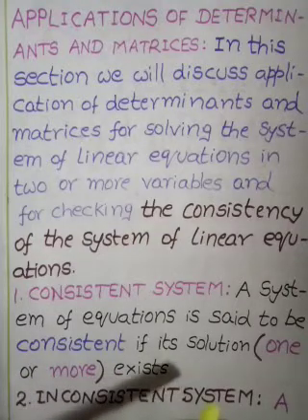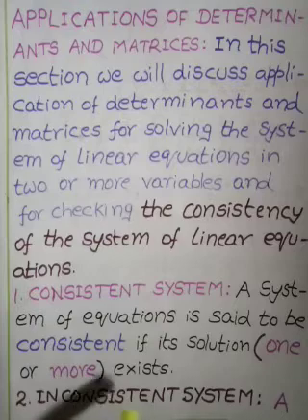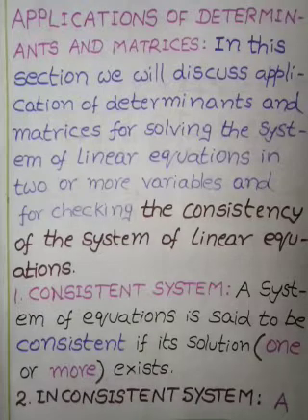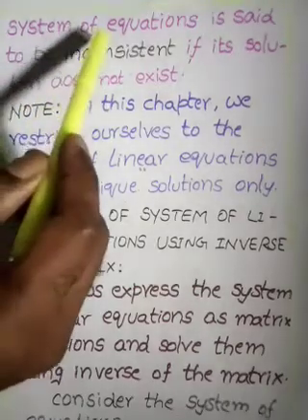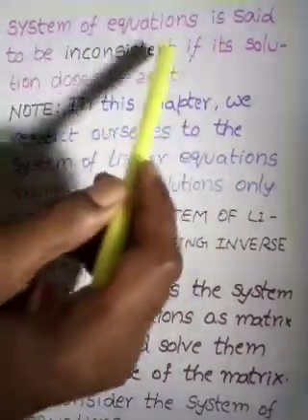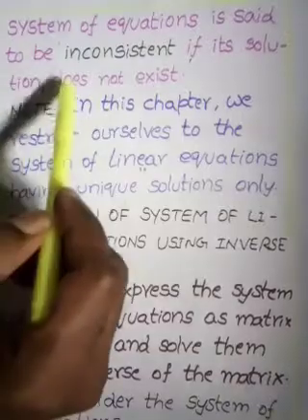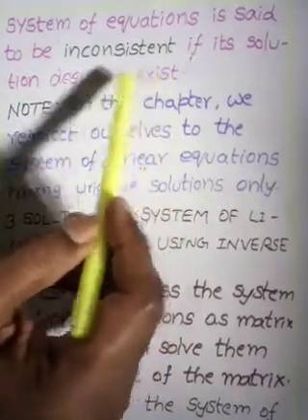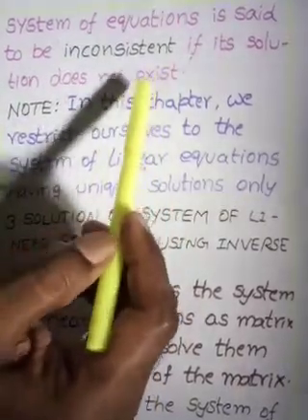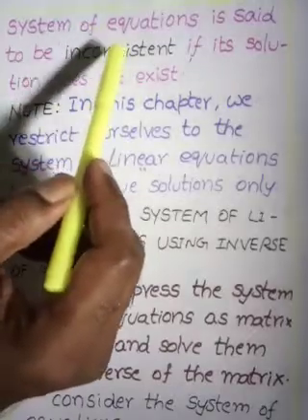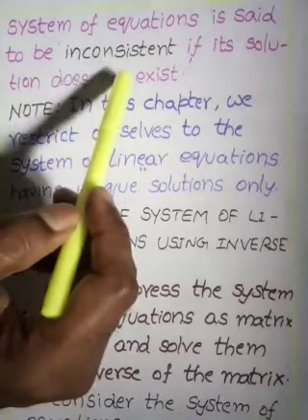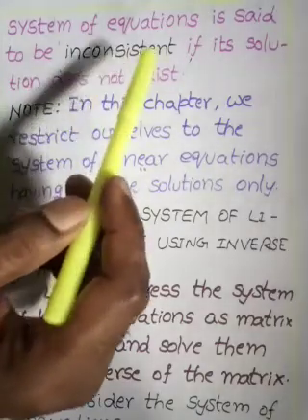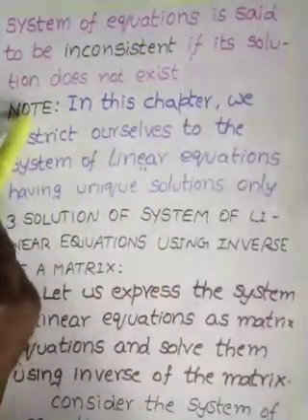Inconsistent system. Let us define inconsistent system. A system of equations is said to be inconsistent if its solution does not exist. Understood this definition, my dear children? Inconsistent system. If the system of equations does not have any solution, then the system of equations is said to be an inconsistent system.